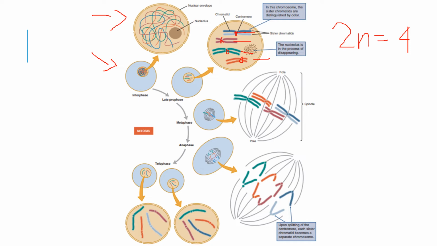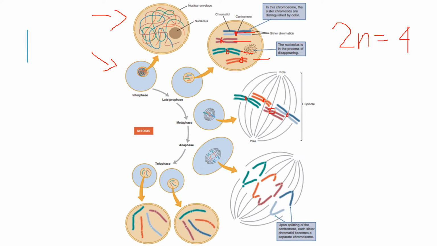Well, how about during the metaphase stage? If 2n is equals to 4, how many chromosomes would there be? The number of chromosomes in metaphase is equals to 4. The same thing with the number of centromeres. We have 1, 2, 3, and 4.